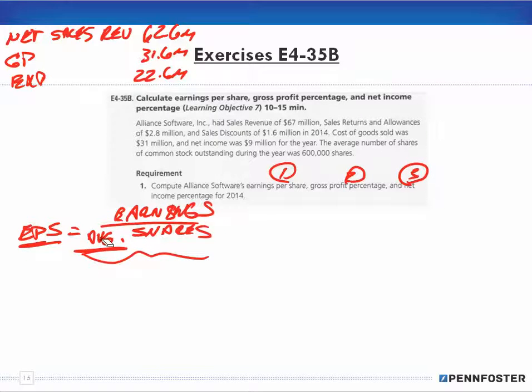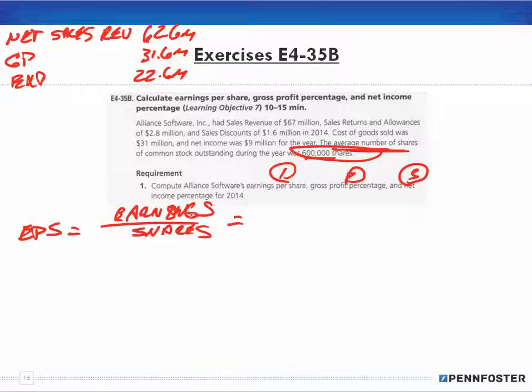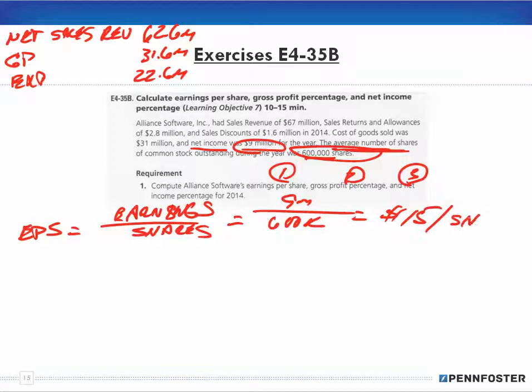I know that taking that word average caused me to explain something that might confuse a lot of people, since we only have 600,000 shares here, and I really don't need an average because it's telling me what the average number of shares is. So earnings per share is your earnings divided by your number of shares, and in this case it happens to be an average. So what are my earnings? My earnings is my net income, which was 9 million. So I divide 9 million by 600,000, and I end up with $15 per share. And that's earnings per share.